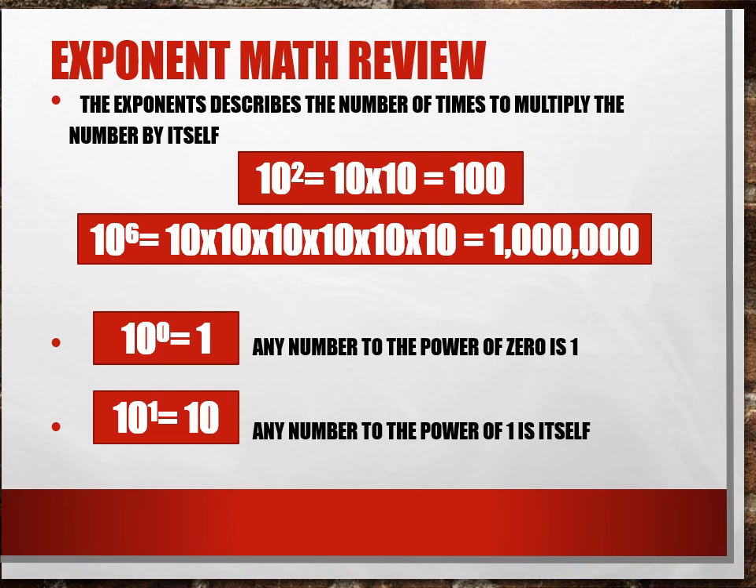Now, one attribute of exponent math that is a little confusing or not so intuitive is 10 to the 0th. Anything to the 0th power is equal to 1, not 0, but 10 to the 0th power is 1, and any number to the first power is equal to itself.